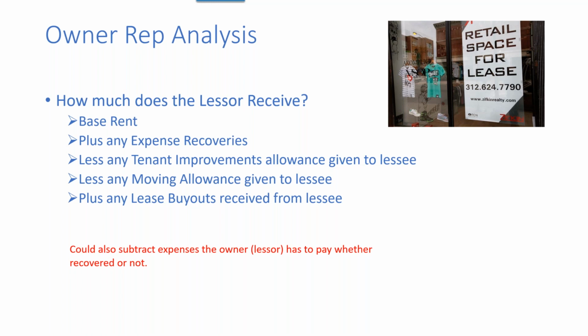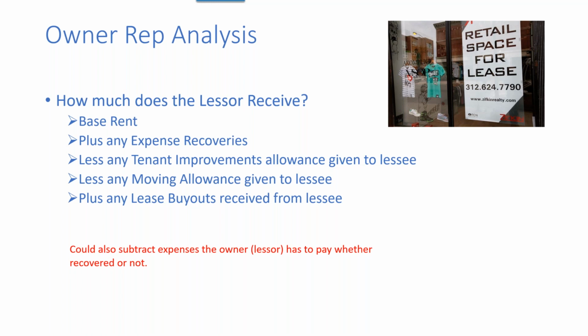Or it's a net lease and you're collecting all the expenses, or however it's defined in the lease. But that would be additional rental income, your expense recoveries. We'll see some examples of that. There may also be some tenant improvement allowance.